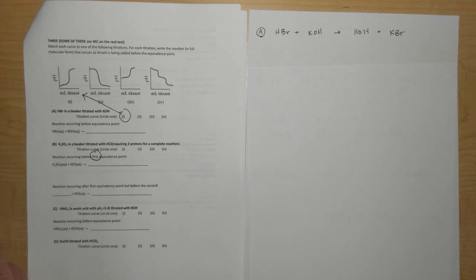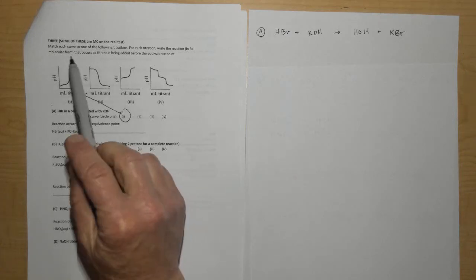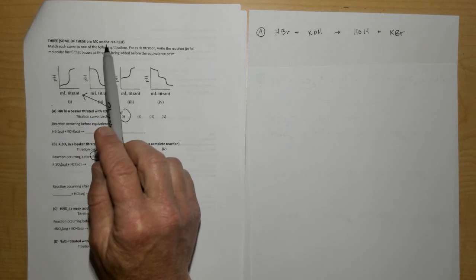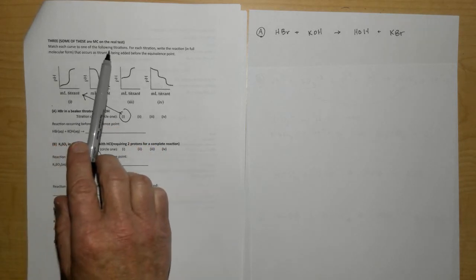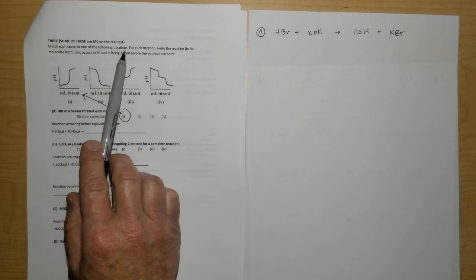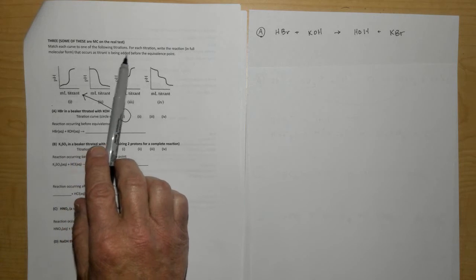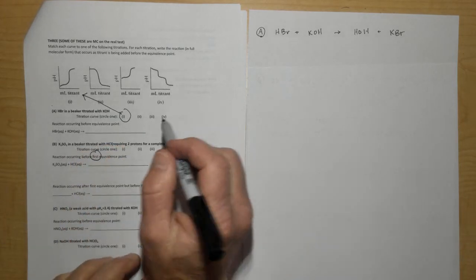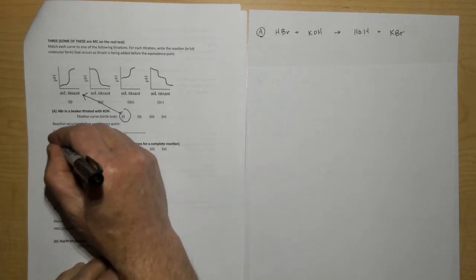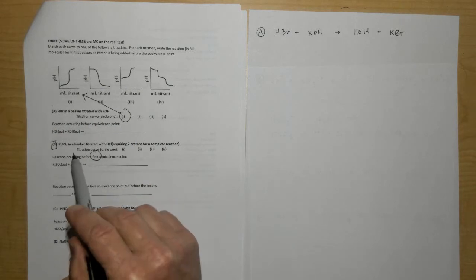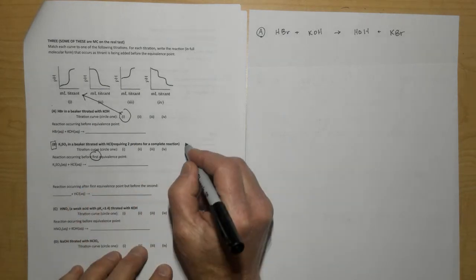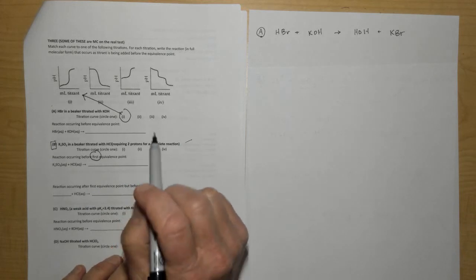Okay, so this is number 3 on the free response. Some of these will be multiple choice on the real test. First of all, it says match each curve to one of the following titrations. For each titration, write the full molecular equation that occurs as titrant is being added before the equivalence point. It really doesn't work out at B to write the full molecular equation, so you end up writing the net ionic for that one. So when we get to that one, don't be disturbed by that.